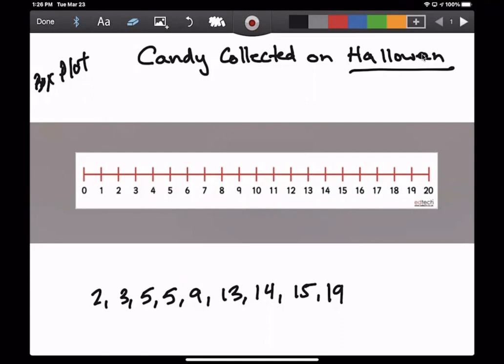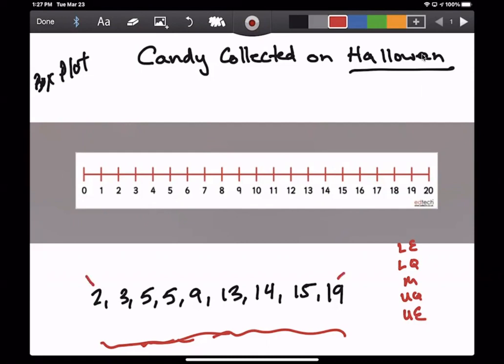So what I did is I took a survey, and this was the amount of candy collected on Halloween by 9 different kiddos. I have all my data down here on the bottom. In order to make a box plot, I've got to find the 5 points. Those 5 points are my lower extreme, my lower quartile, my median, my upper quartile, and my upper extreme.